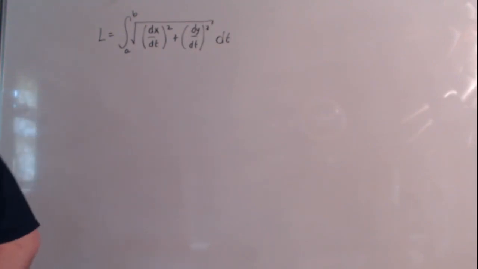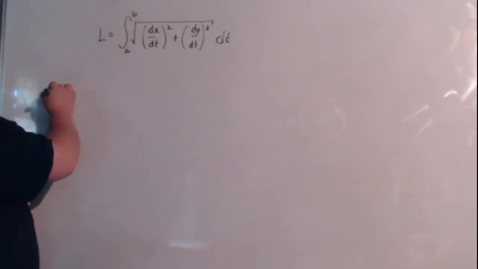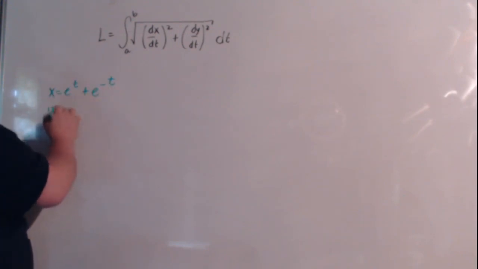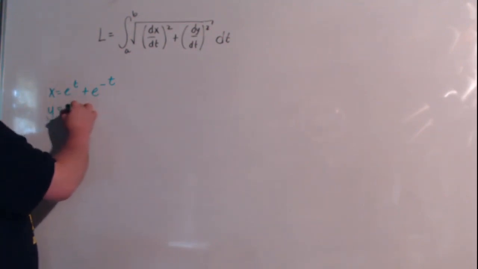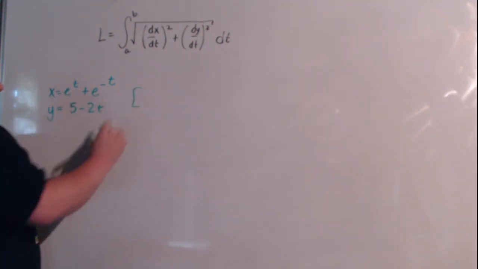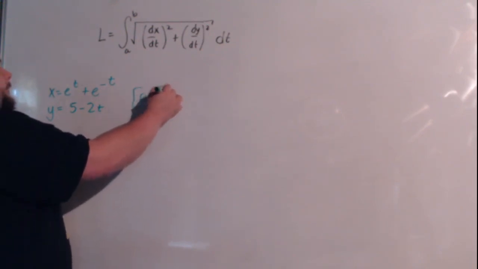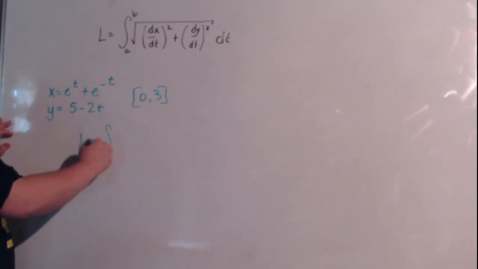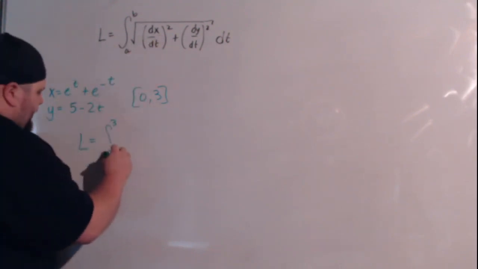All right. This time we've got x equal e to the t plus e to the minus t. y is equal to 5 minus 2t, and our bounds are 0 to 3. So once again, 0 to 3. Take the derivatives, plug them in.